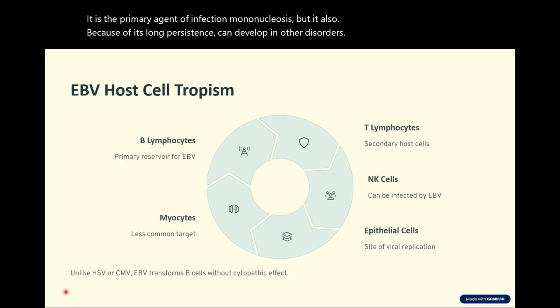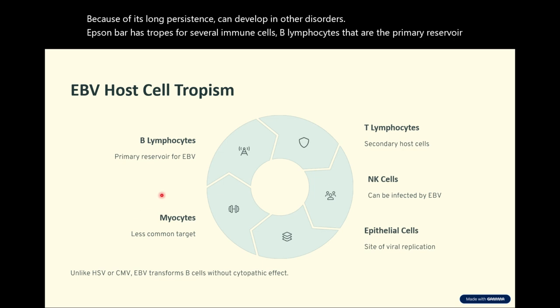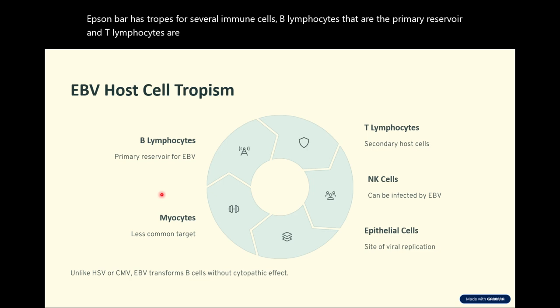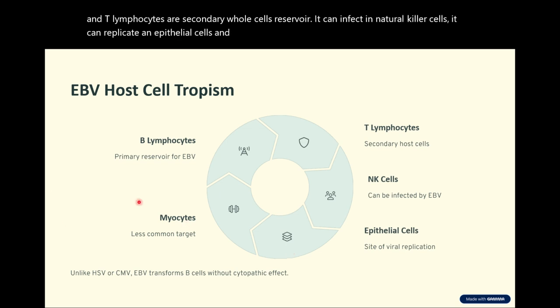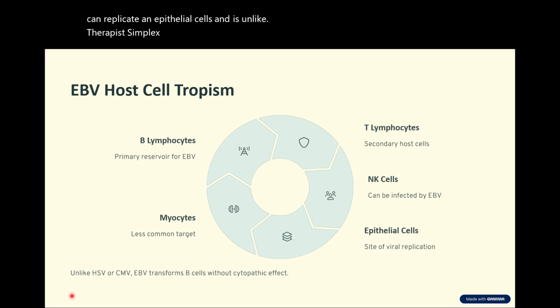Epstein-Barr has tropism for several immune cells, like B lymphocytes that are the primary reservoir, and T lymphocytes are secondary host cell reservoirs. It can infect natural killer cells. It can replicate in epithelial cells, and unlike herpes simplex virus or cytomegalovirus, Epstein-Barr virus can transform B cells into malignant cells.